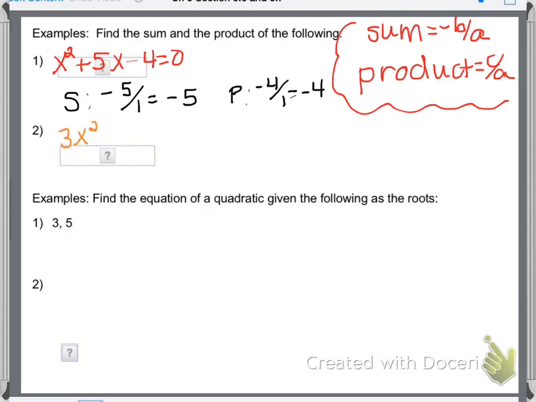3x squared plus 3x plus 5 equals 0. So what's the sum and what's the product?